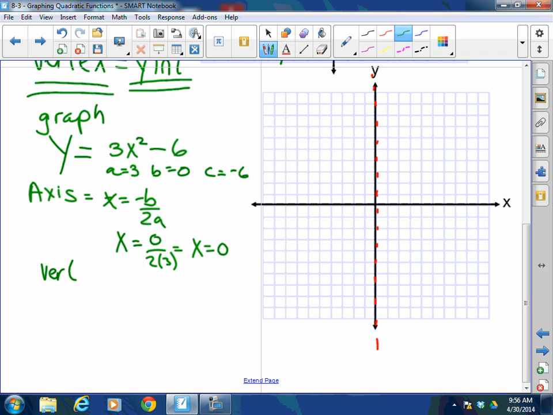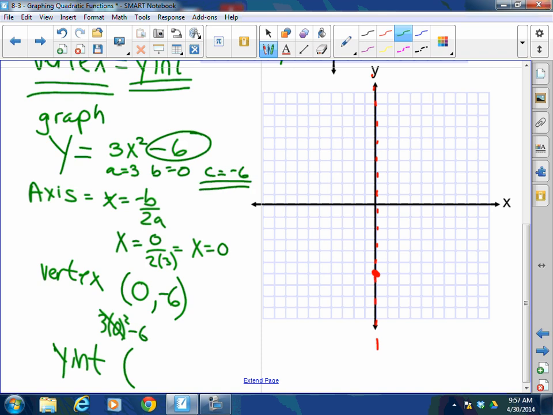Now, my vertex would be my axis of symmetry value 0, comma, the value of y when I plug it in. So it's going to be 3 times 0 squared minus 6, which is negative 6. So 0, negative 6. Now, what's my y-intercept? Remember, it's the c value. So it's 0, negative 6. Wait a second. Aren't the vertex and the y-intercept equal? So I don't have enough points here, do I?